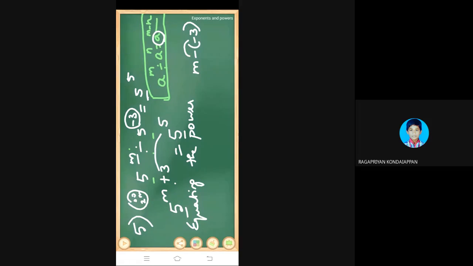So when we equate the powers, what is the power there? M plus 3. What is the power here? 5. So now m is equal to 5, this 3 when you transpose becomes minus 3. So the value of m is equal to 2. The value of m is equal to 2.